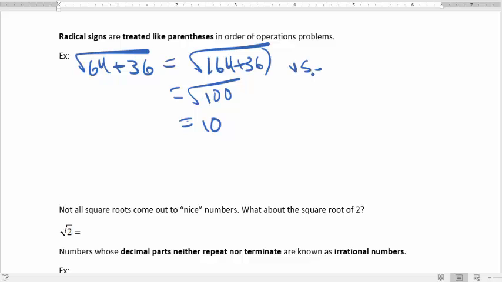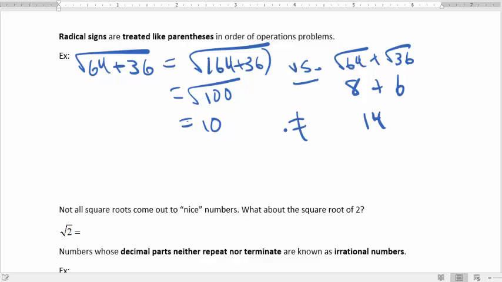But you should contrast that with the square root of 64 plus the square root of 36, right? In this case, I have two individual square roots, so I would do the square roots first, then add at the end. So I would do the square root of 64 and get 8, the square root of 36 and get 6, and then 8 plus 6 gives 14. So those two things are not the same: the square root of 64 plus 36 and the square root of 64 plus the square root of 36. Not the same. Just keep that in mind.